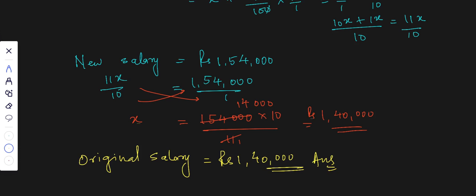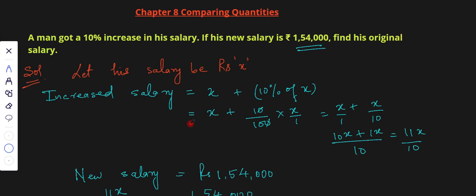I hope this question is understood by you. A man got a 10% increment in his salary. We don't know his original salary, so let's say it is rupees X. X is the original one, and this is the increased one. So X plus a 10% increment on his original salary becomes 11x by 10. So this is the increased salary of that man.